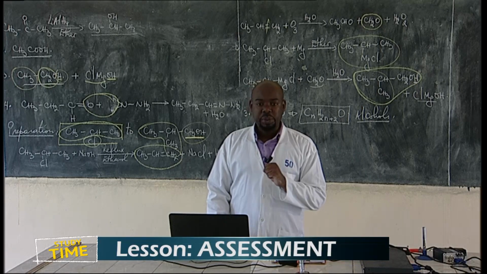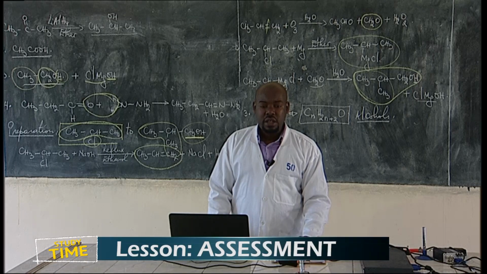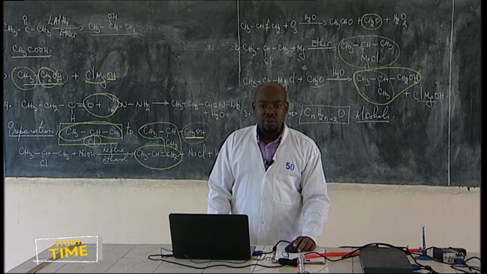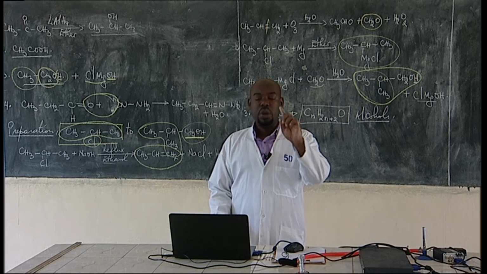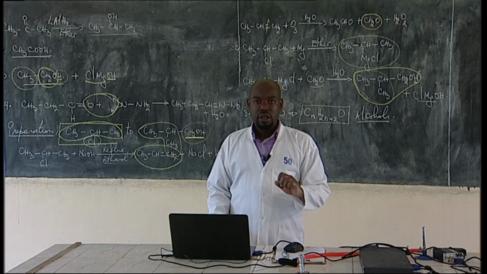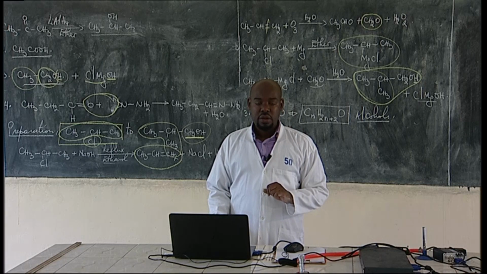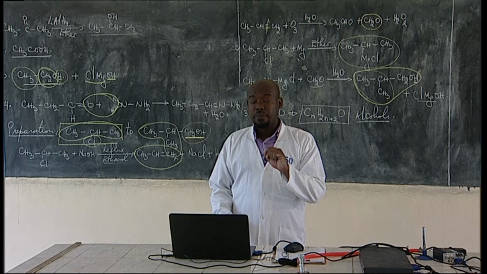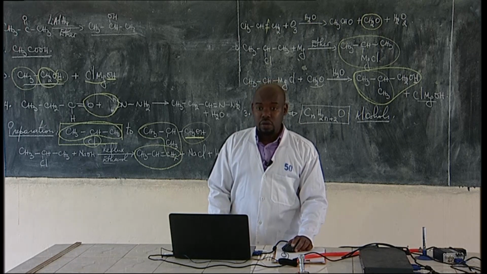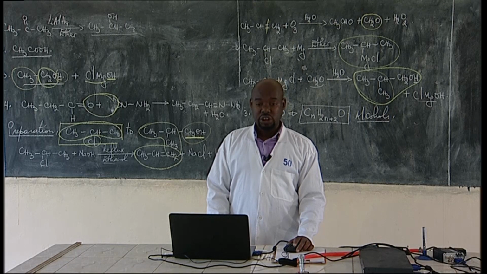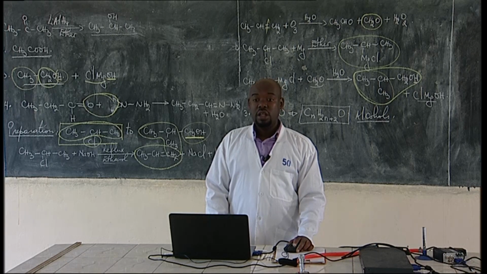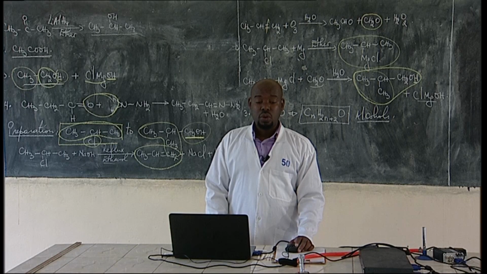But here it is very specific. It is said that B didn't react with Tollens reagent. And remember, Tollens reagent reacts with aldehydes only. It doesn't react with ketones. So this shows that we started with an alcohol, this one, which was transformed by oxidation into a ketone. The ketone which could react with Brady's reagent, but which cannot react with Tollens reagent.